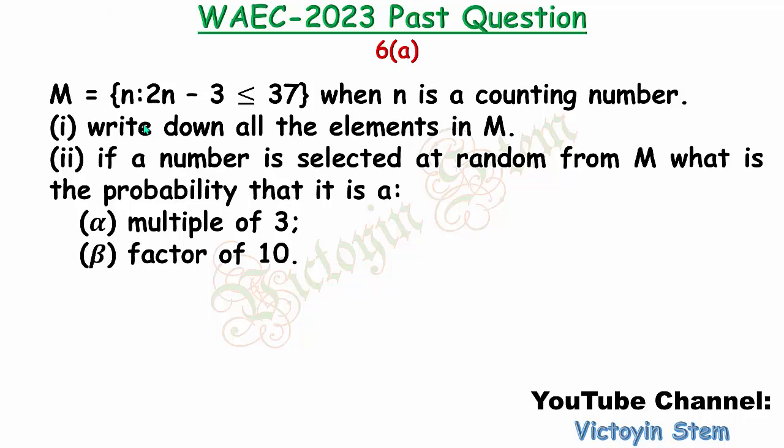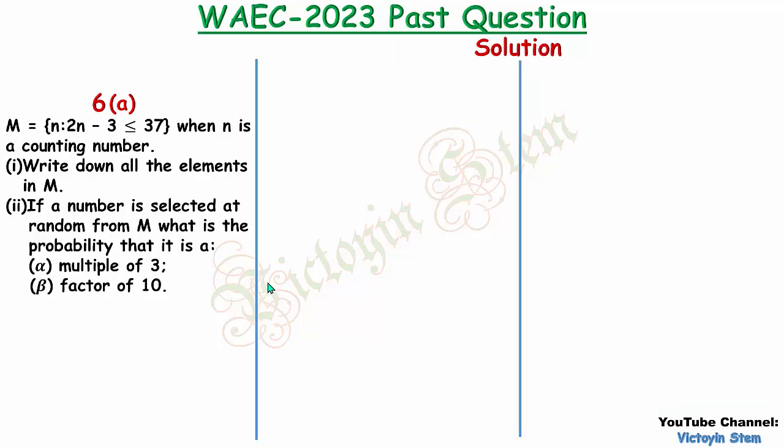M equals {n such that 2n minus 3 is less than or equal to 37}, when n is a counting number. I. Write down all the elements in M. II. If a number is selected at random from M, what is the probability that it is (alpha) a multiple of 3, (beta) a factor of 10? Okay, without much wasting time, I'll solve this problem.